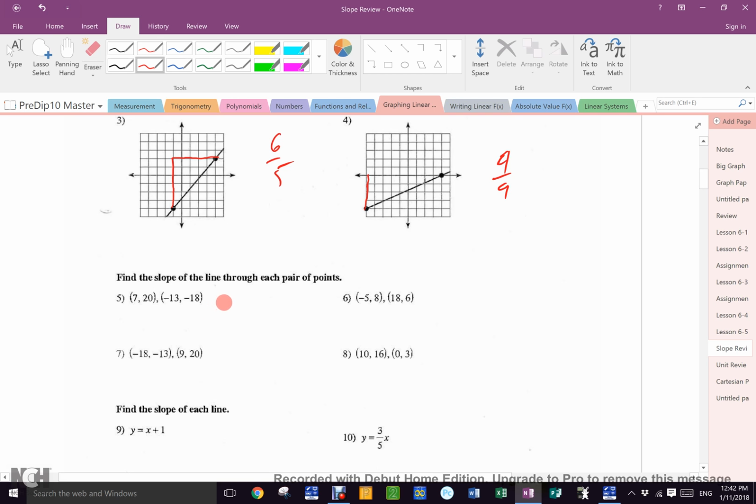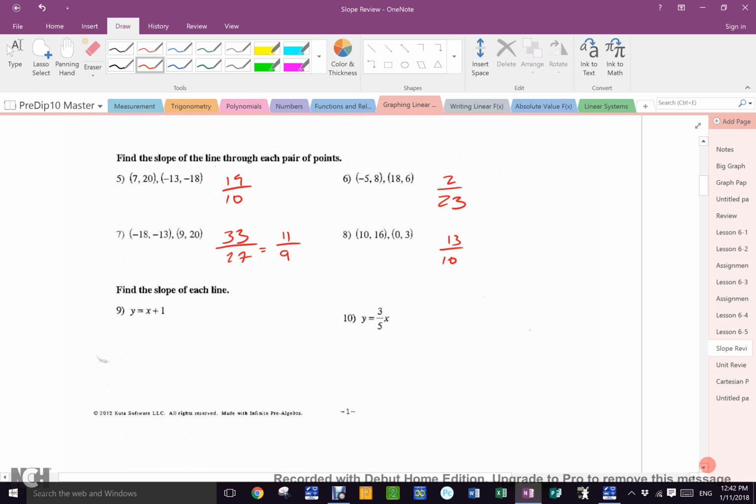38 over 20. 19/10. Negative 2 23rds. 33 27ths, which is 11/9, and 13/10. 1 3/5, making that page out of 10.